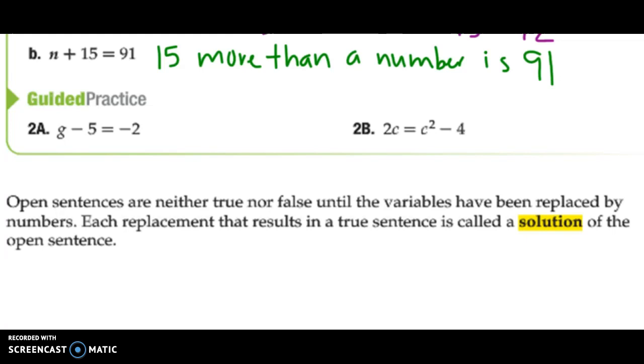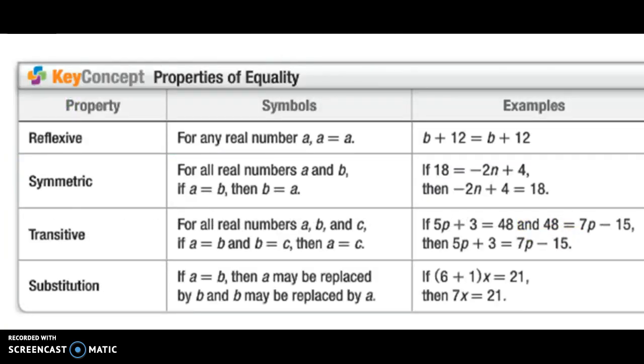Now an open sentence is neither true nor false until the variable has been replaced by a number. Each replacement that results in a true statement is called a solution. All right, so here are some properties. The reflexive property is like your reflection in a mirror. Both ways are equal. So a is equal to a, and b plus 12 is equal to b plus 12. It's the same. Symmetric says that if a is equal to b, then b is also equal to a. So the order can change.